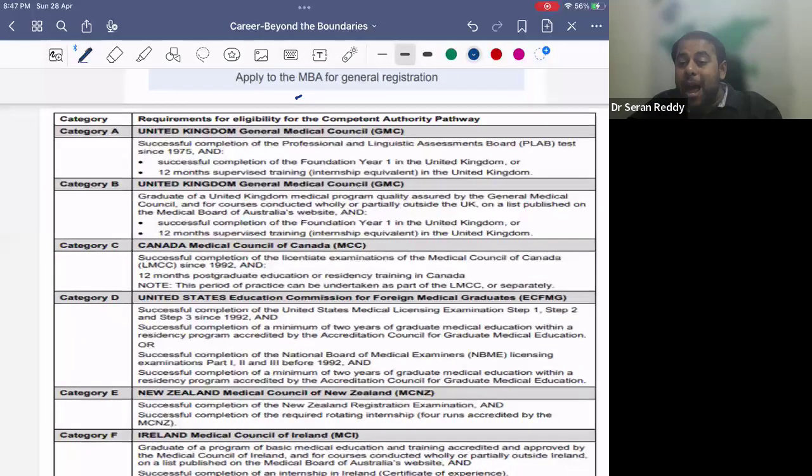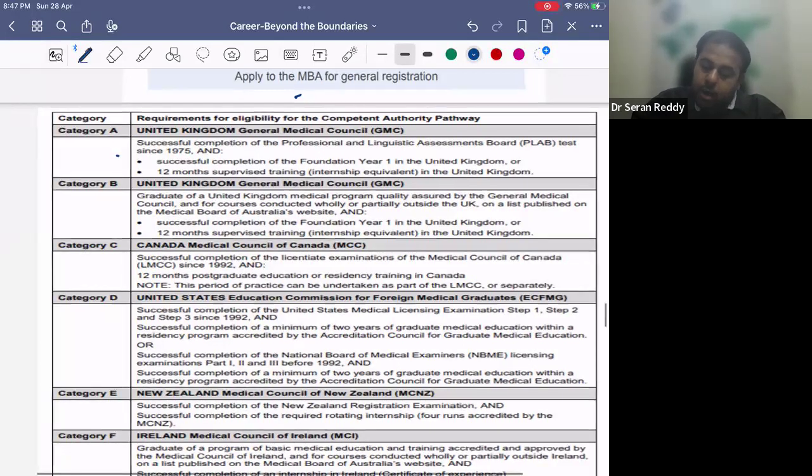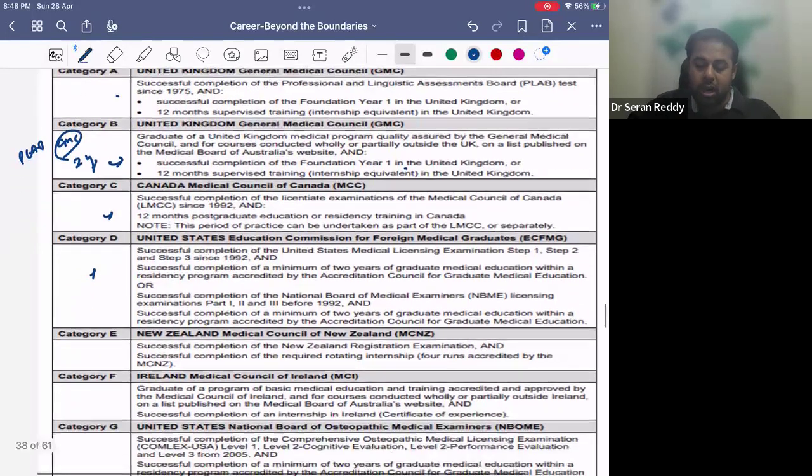Suppose you have done your PLAB examination for the UK and worked there for 2 years, that is, 12 months of supervised training plus one year of care, so you completed your PLAB and got GMC registration. After working 2 years there, without writing the AMC examination, you can directly go into Australia. Same with MCCQE, that is Canada, and USMLE: after your residency for 2 years, you can directly go there. So these are all the various pathways you can enter into Australia.